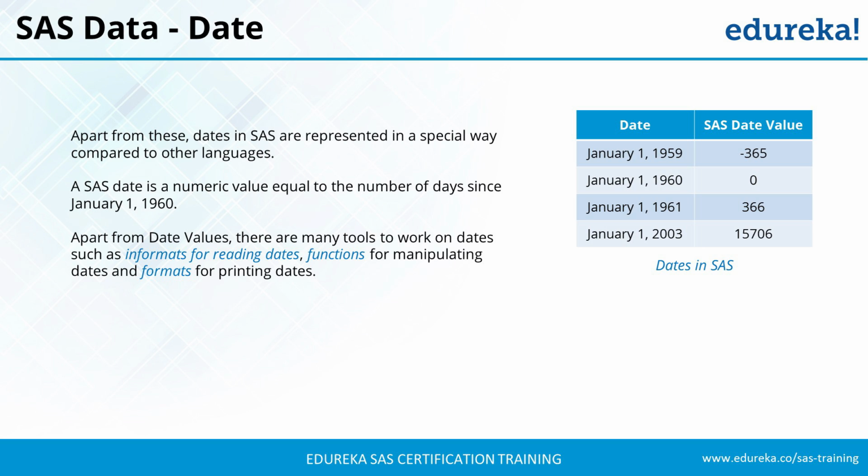Apart from date values, there are many tools to work on dates, such as informats for reading dates, functions for manipulating dates, and formats for printing the dates. So how the date is coming in, you use an informat for that. How you want the date to be written, because SAS is going to just write a number, as you're seeing on the right side, how do you want to write it? There are different formats to write the dates.